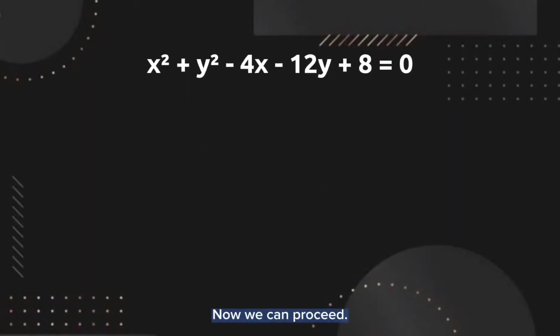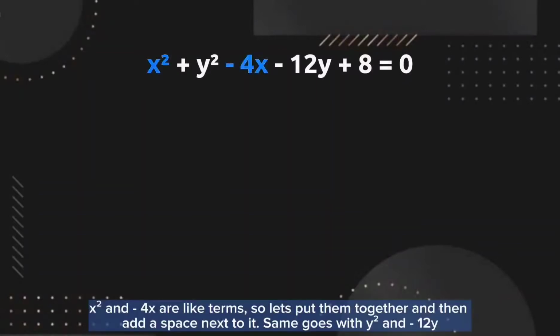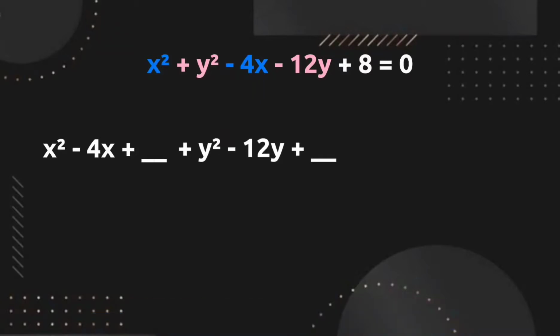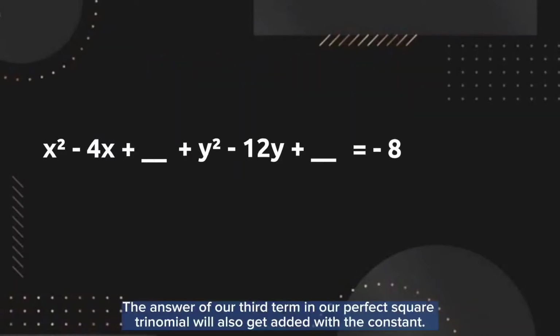Now, we can proceed. What you want to do first is to combine like terms so that we can produce a perfect square trinomial. X squared and negative 4x are like terms, so let's put them together and then add a space next to it. Same goes with y squared and negative 12y. Next is to transpose the constant to the right. Positive 8 will become negative 8. The answer for the third term in our perfect square trinomial will also get added with the constant.